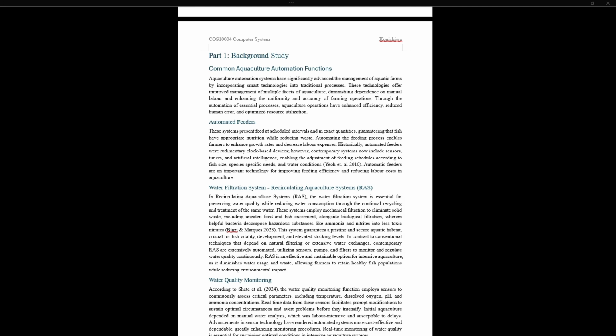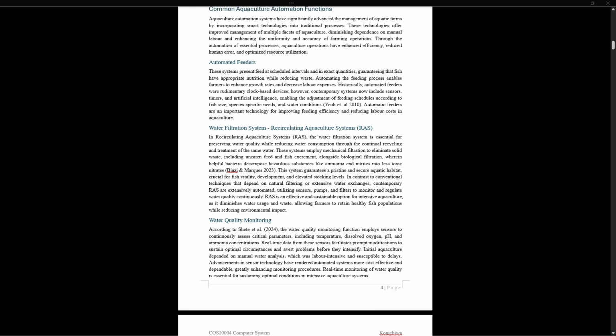labor costs. Up next, we have the water filtration system, the recirculating aquaculture system, short for RAS. RAS technology recycles water by filtering out waste and controlling ammonia levels, promoting a clean environment with less water usage. This is essential for fish health, growth, and environmental sustainability.